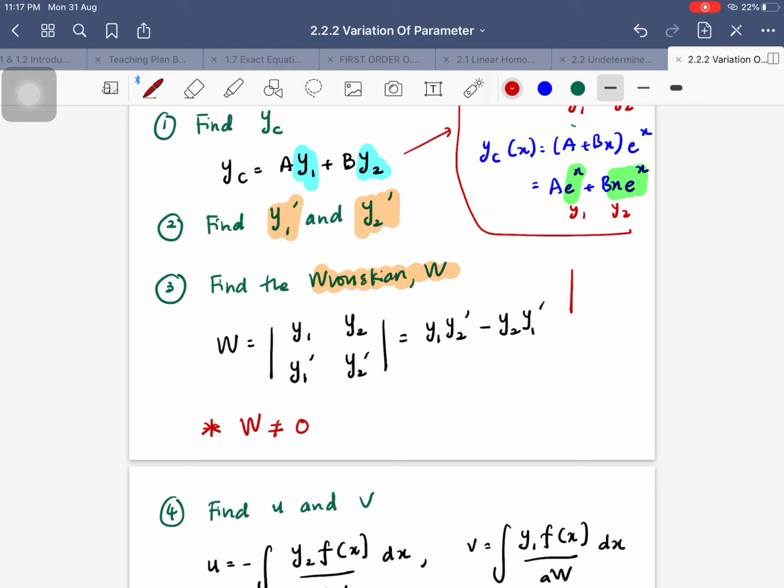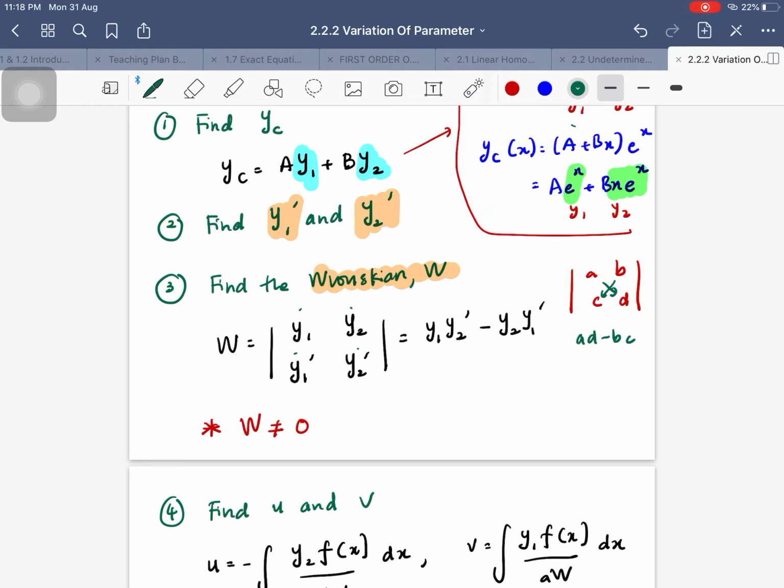if I have a matrix of A, B, C, and D, and I wanted to find the determinant of this matrix, I'm going to use a formula, which is going to be AD minus BC. So the first element multiplied by the last element, minus the second element multiplied by the third element. But the rule is going to be AD minus BC. So that is what happened over here. This is my A, B, C, and D. When I apply AD minus BC, it's going to be y1 y2 prime minus y2 y1 prime.